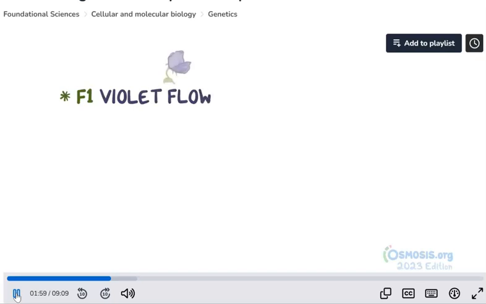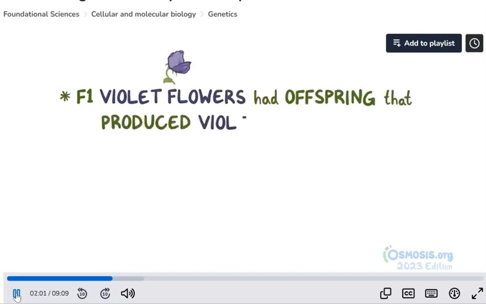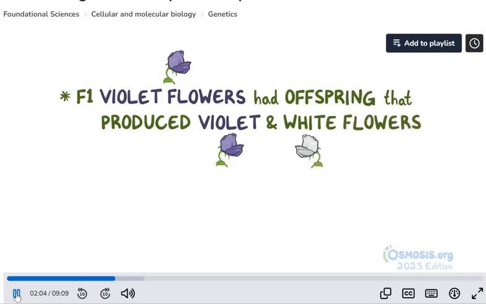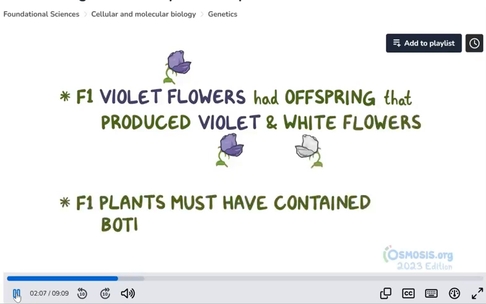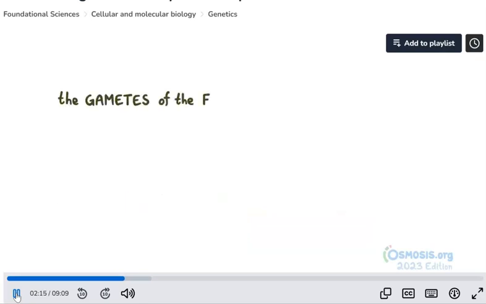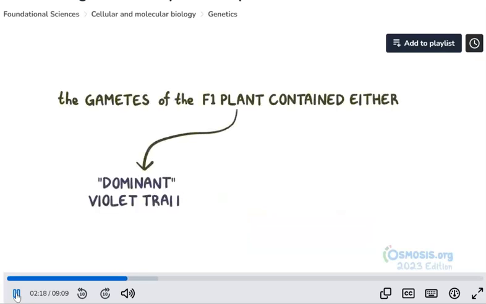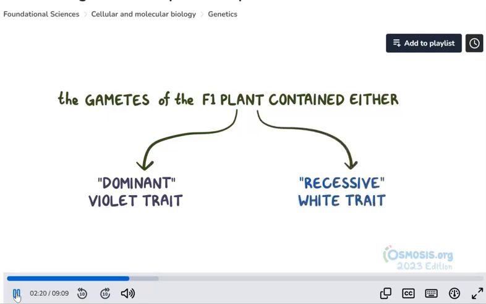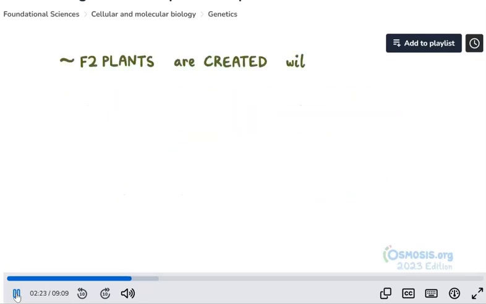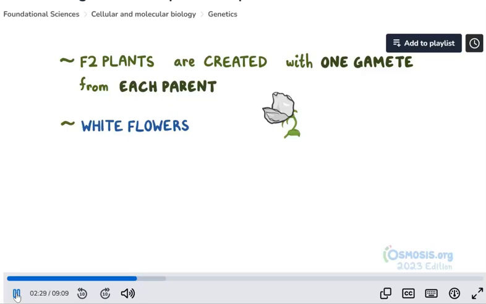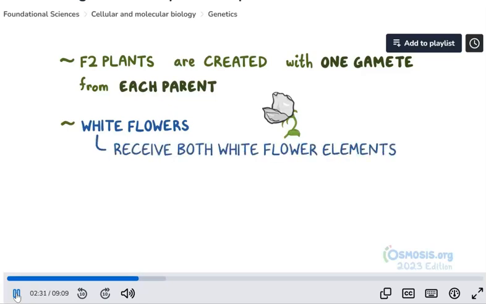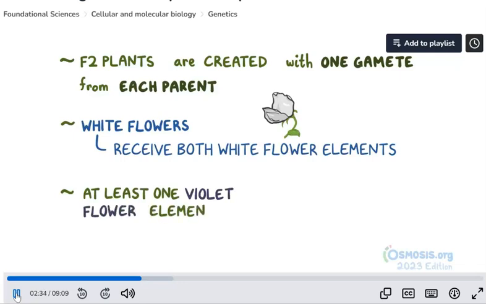First, since the F1 violet flowers had some offspring plants that produced violet flowers and other offspring plants that produced white flowers, it meant that the F1 plants must have contained both of these elements. The inheritable elements of pea plants are its gametes. So that meant that the gametes of the F1 plant contained either the dominant violet trait or the recessive white trait. The F2 plants are created with one gamete from each parent. And Mendel worked out that the white flowering plants resulted when they received both white flower elements, and that plants that had at least one violet flower element from either parent would produce violet flowers.